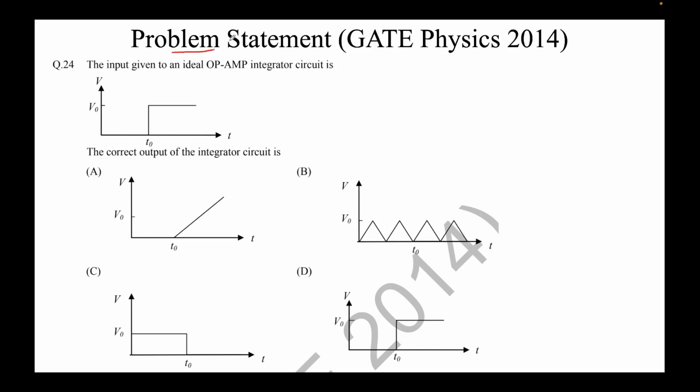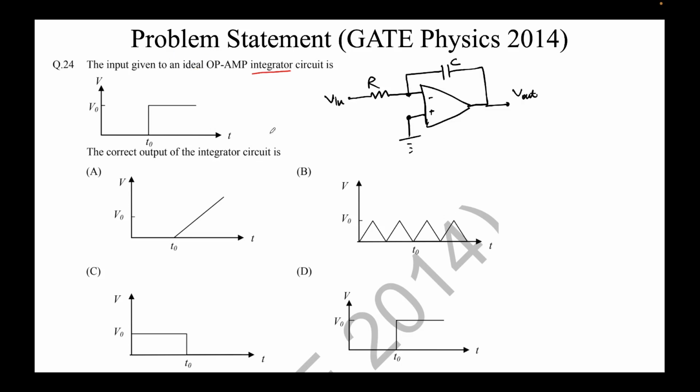The problem statement from GATE Physics 2014 reads as follows. The input given to an ideal op-amp integrator circuit has been given as a step function. The correct output of the integrator circuit is. Before we start solving this problem, we need to first understand what an integrator circuit looks like.